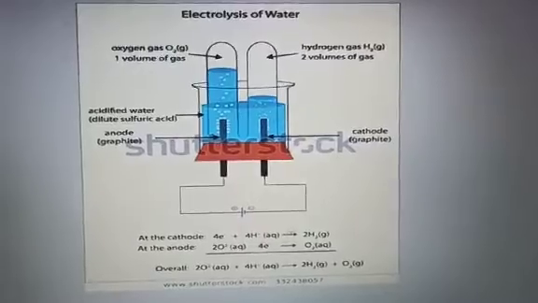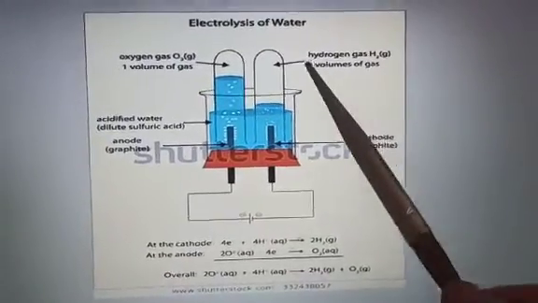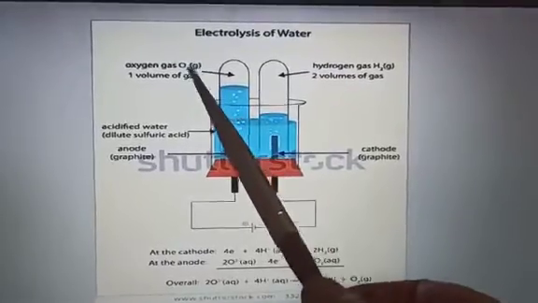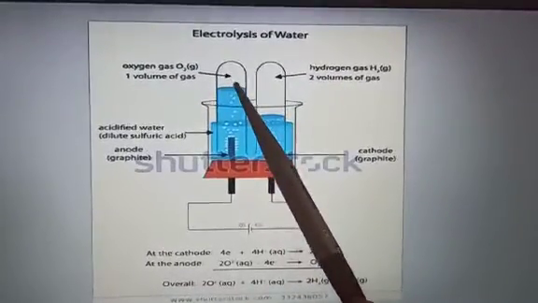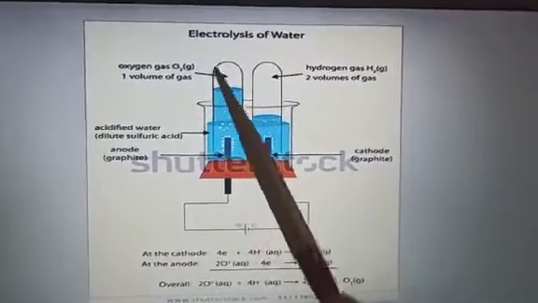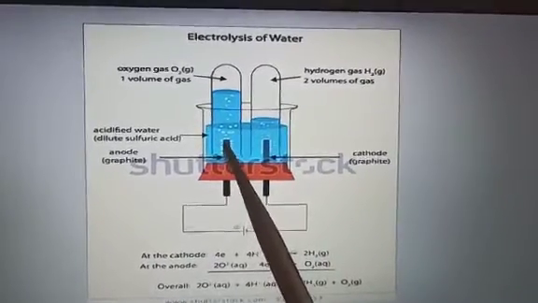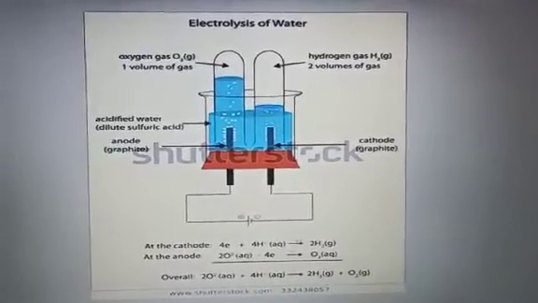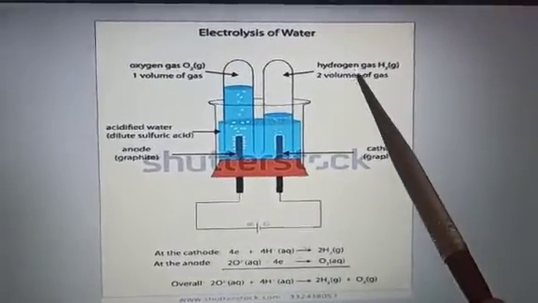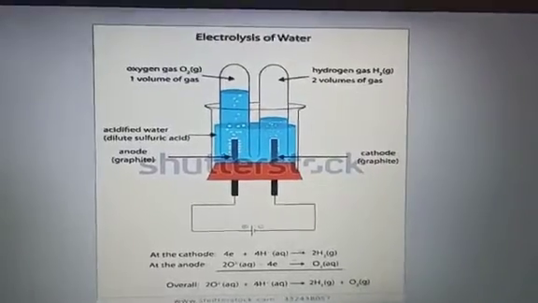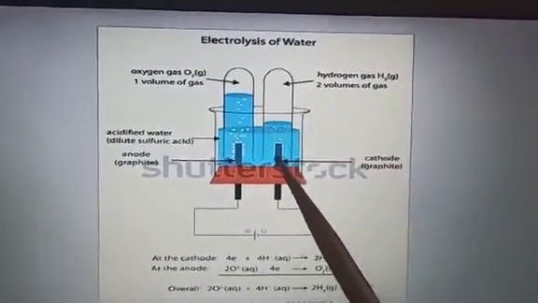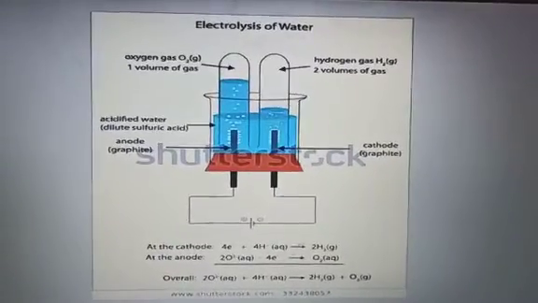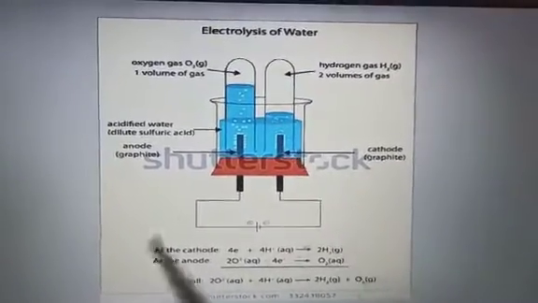One more thing you have to understand: why hydrogen collects at the cathode and why oxygen collects at the anode. Oxygen ions are negatively charged, so they are attracted towards the positive electrode, and that is why they are collected at the anode, the positive electrode. Whereas hydrogen ions are positively charged, so they are attracted towards the negative electrode, that is the cathode. So they collect at the cathode.